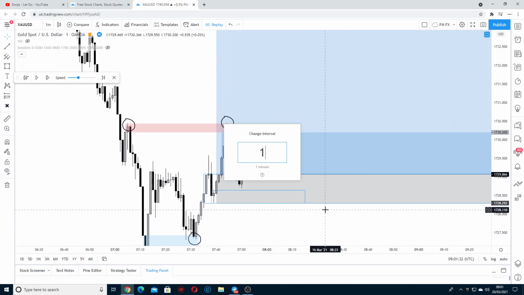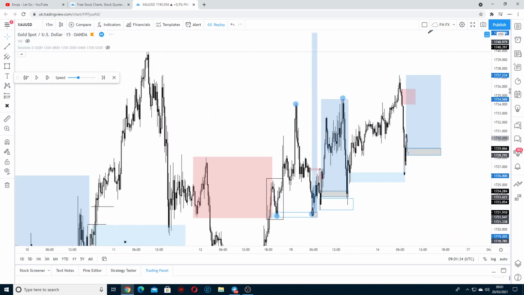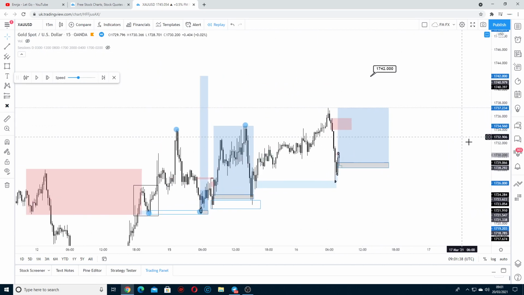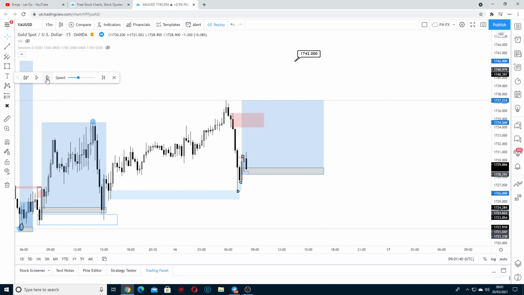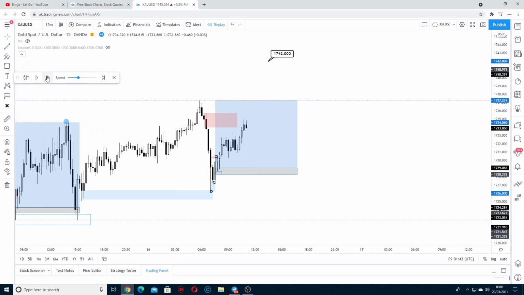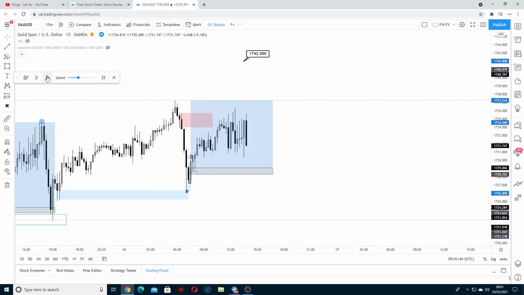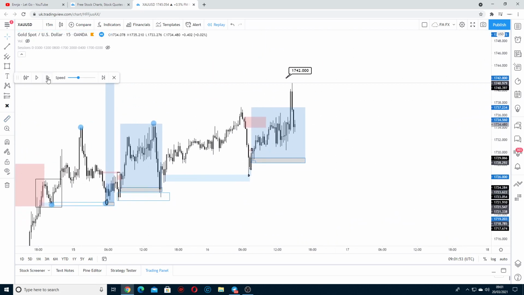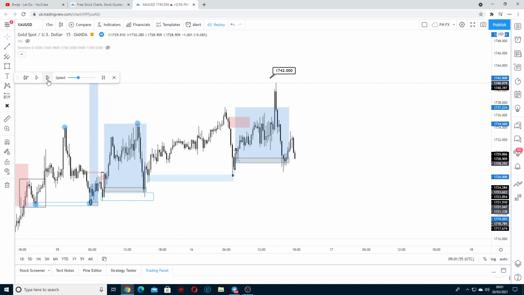And we rallied up. My targets were at 1742 for this trade. However, I partialed out at the previous highs, and we didn't quite get 1742. We missed it by about 5 pips, I believe. So yeah, we came very close to my targets, around 7 pips, before we had a little retracement.